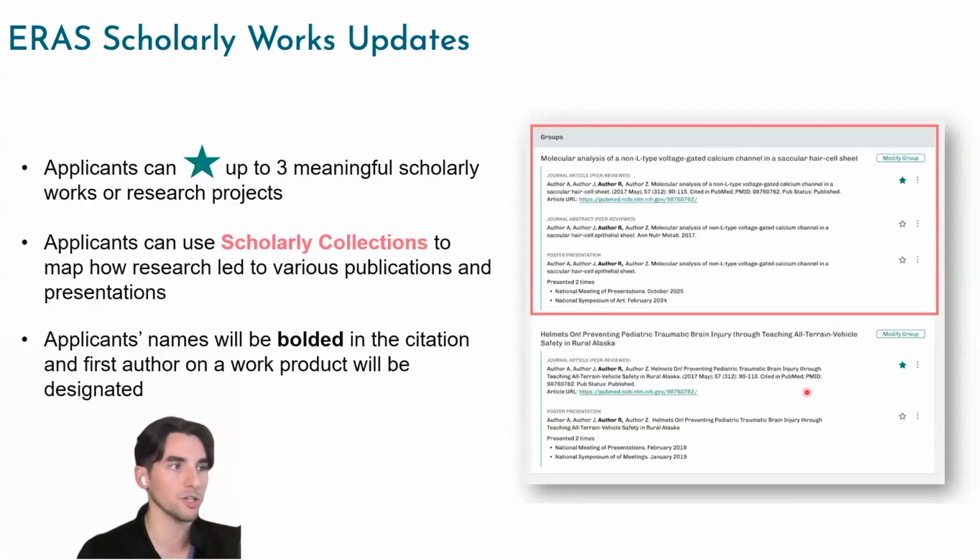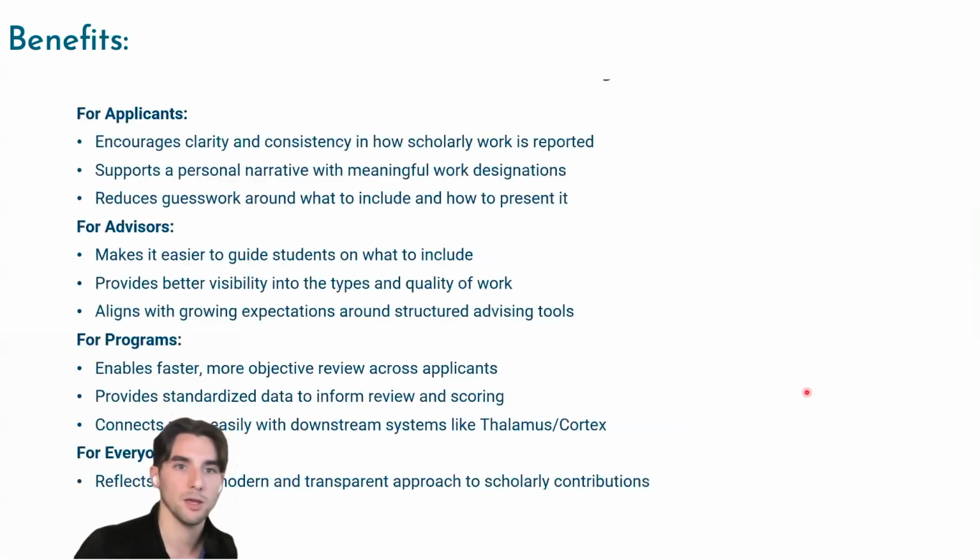Your names are also going to be bolded in the citation. It's going to help the program see were you a first author, were you a subsequent or middle author, things of that nature, okay? And these are the benefits the AAMC listed, right? So maybe for applicants, you can be more clear and consistent. You can build your personal narrative with these scholarly concentrations. You don't have to feel like you're being unethical for how you list it. For programs, obviously, it's just making it a lot easier to sort through this stuff.